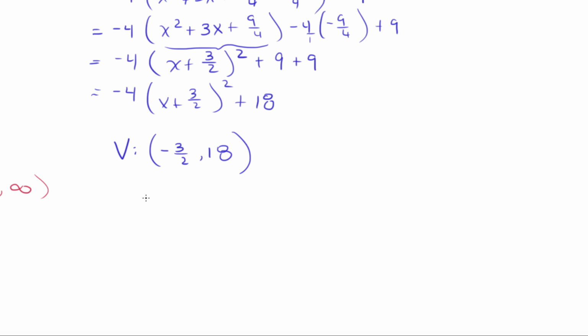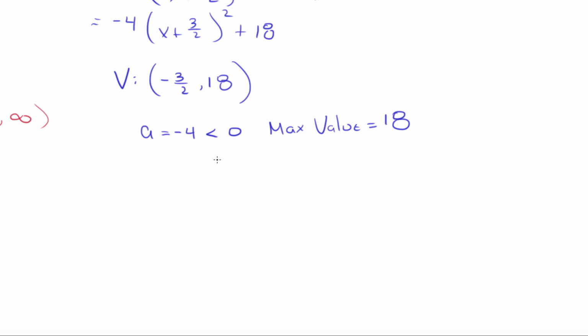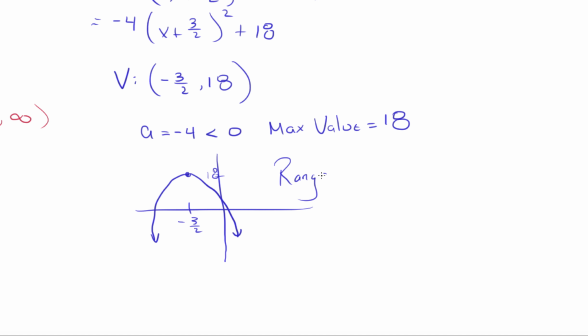Now for the min and max, since a is negative 4, which is a negative number, we have a maximum value, which is still the y value of the vertex, which is 18. In order to find the range, it's better to sketch a graph. It doesn't have to be perfect. So negative 3 halves and 18. Since a is negative, it's going down. So the range of the graph, notice it starts from negative infinity all the way to 18.